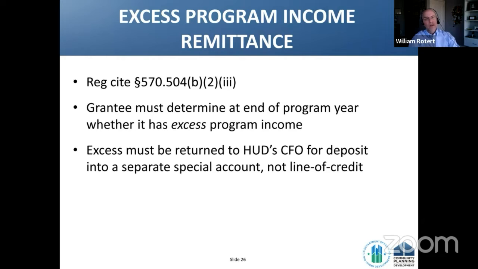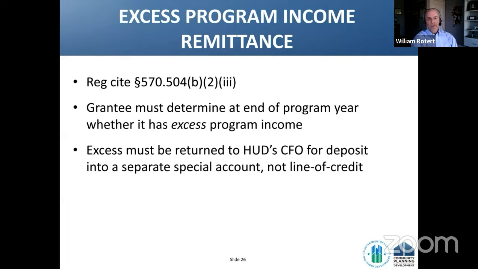Okay, I don't remember this ever happening to one of our grantees when I was at HUD, but I guess it can happen, so we want to just make sure you're aware of it. There's a regulation citation, 570.504(b)(2)(iii). It talks about remittance to HUD of what's called excess program income.